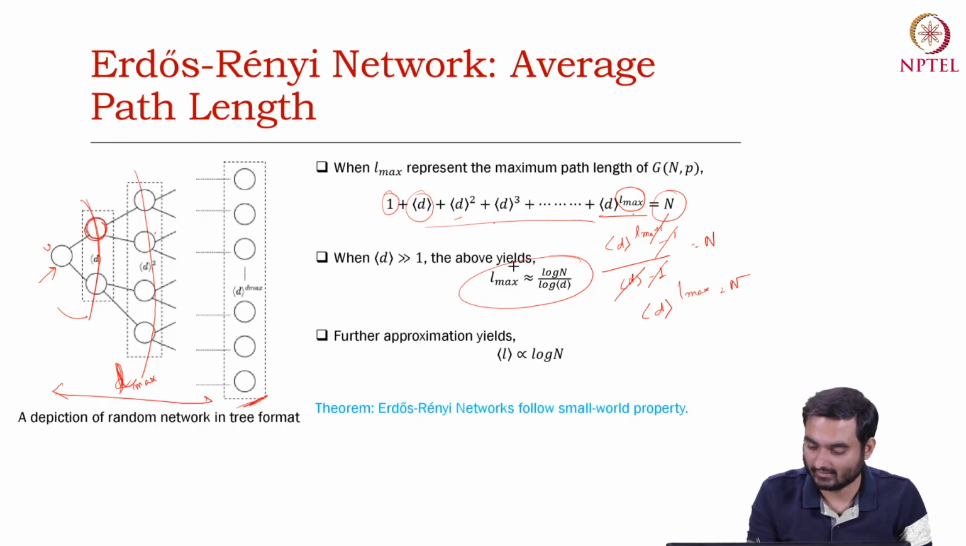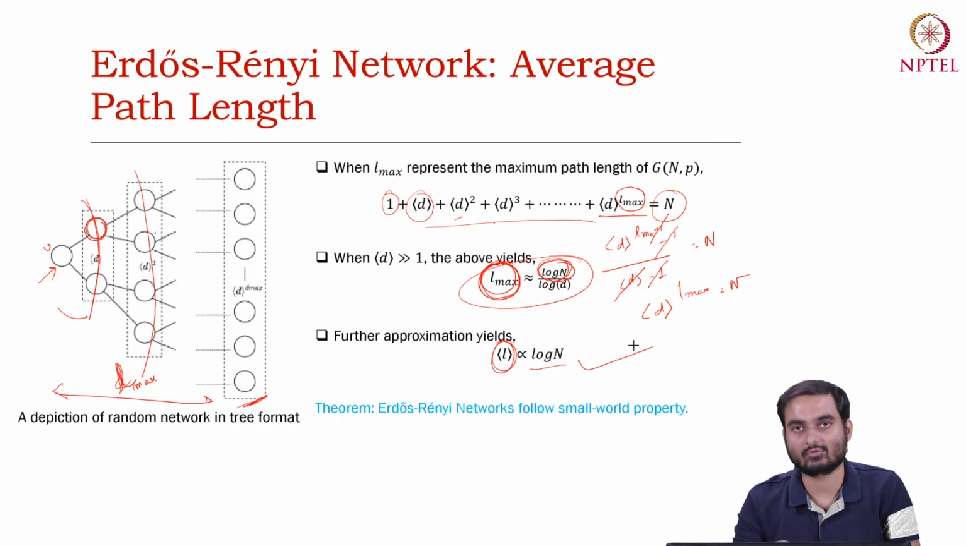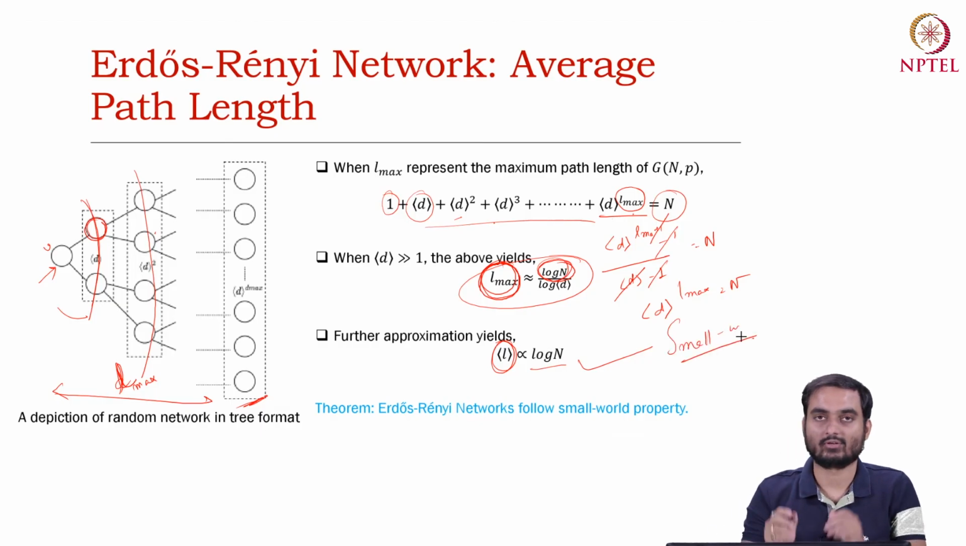Okay, and what does it mean? It basically says that the maximum distance, meaning the diameter, is proportional to log of n, which is exactly the small world property. You can also say that approximately the average distance between any pairs would also be proportional to log of n. So it means that the random graph model actually follows the small world property.